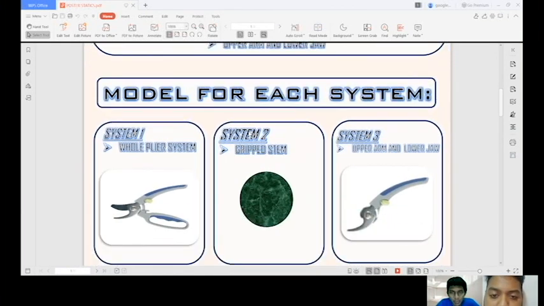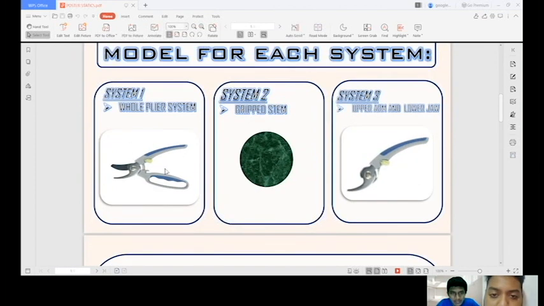So this will be the model for each system. For the first system, the whole plier system, and system 2 will be the grip stem. This will be the cross-sectional part of the stem, and the third system will be the upper arm and the lower jaw.